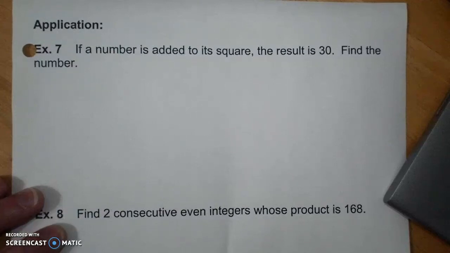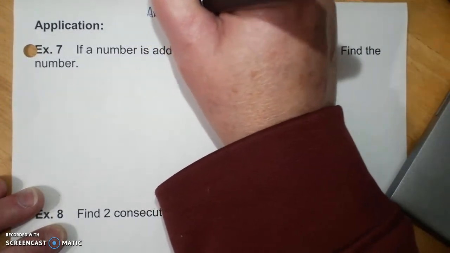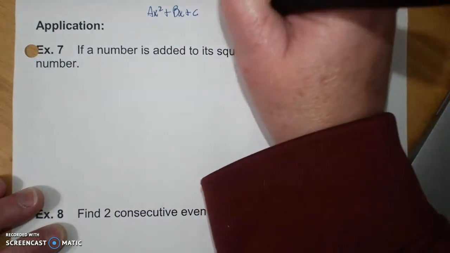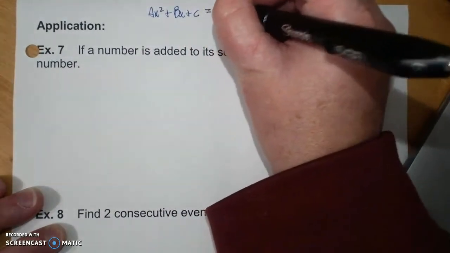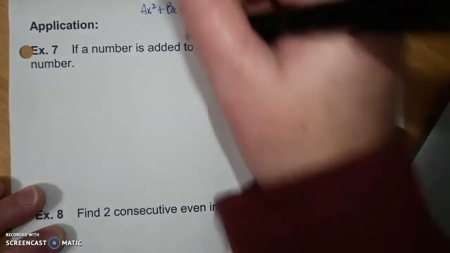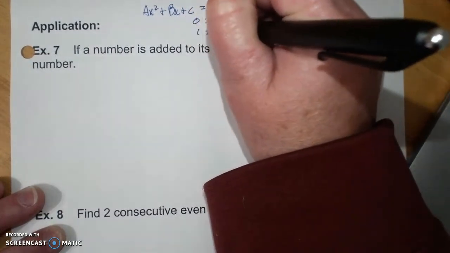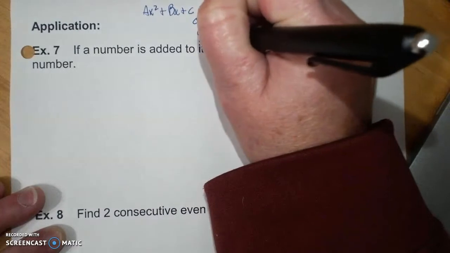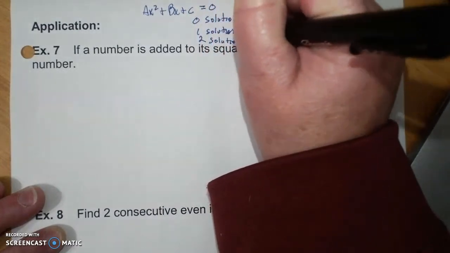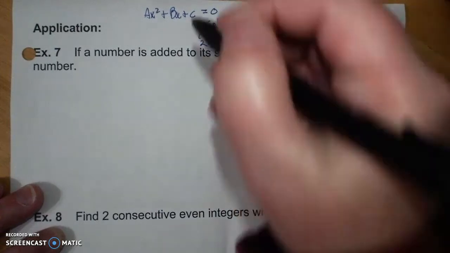Continuing on with solving equations and applications. Remember that when you have ax squared plus bx plus c, set it equal to 0. Also, because of the exponent 2, there could be 0 solutions, 1 solution, or 2 solutions. So algebraically, we can have 0 solutions, 1 solution, or 2 solutions.